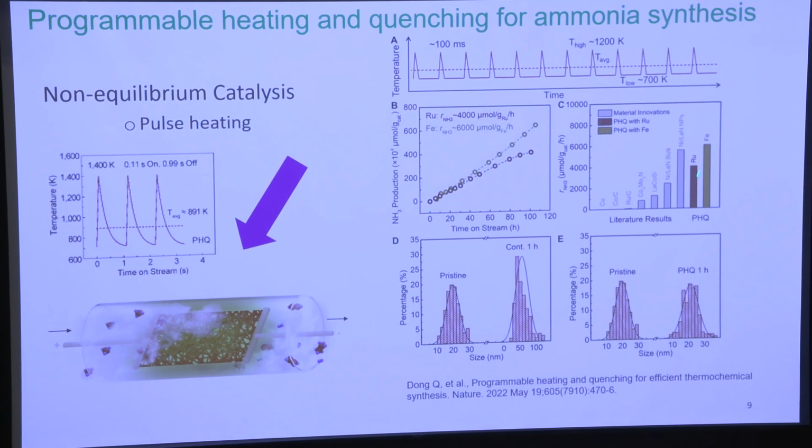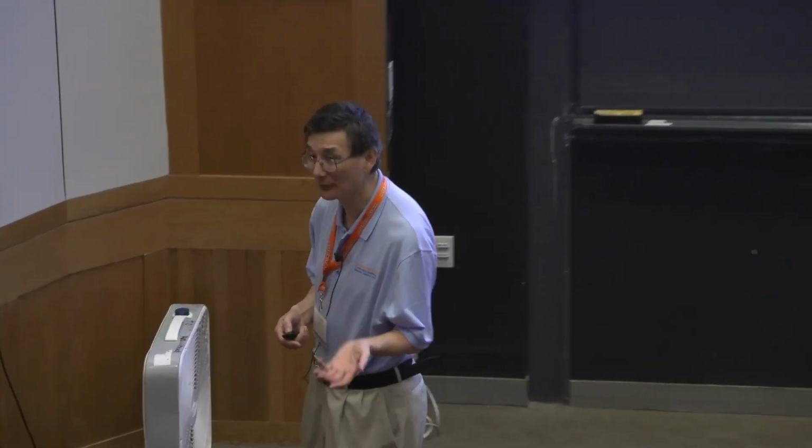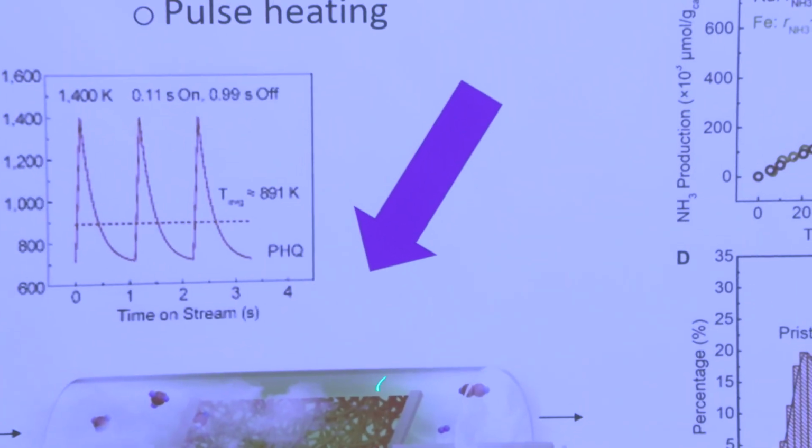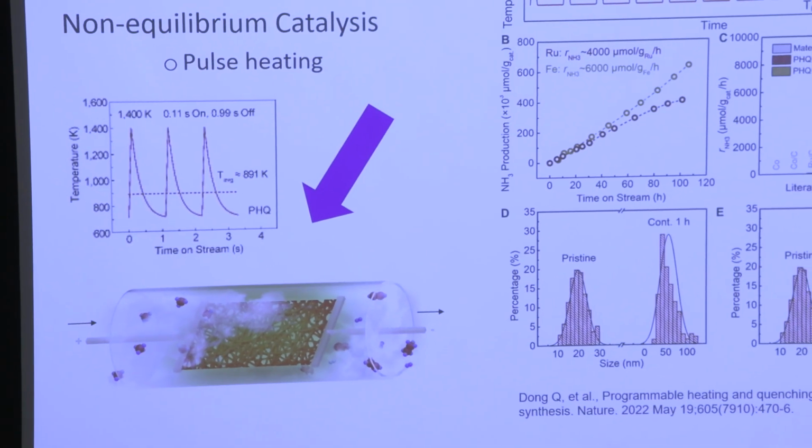So by just using a very simple catalyst, using this non-equilibrium heating and quenching, you can reach the best yield of ammonia at atmospheric pressure. So this gives you another indication that by manipulating the non-equilibrium process, you can enhance the yield of ammonia and increase the selectivity of plastics and methane pyrolysis.